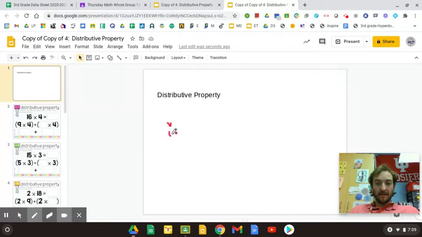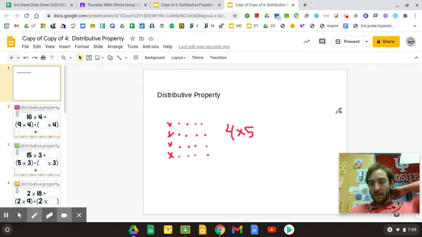So let's say I have an array that's 4 by 5. So this is 4 times 5. Now, this is easy, right? We know 4 times 5, but we might not. So maybe we are struggling, and maybe we only know a couple things.